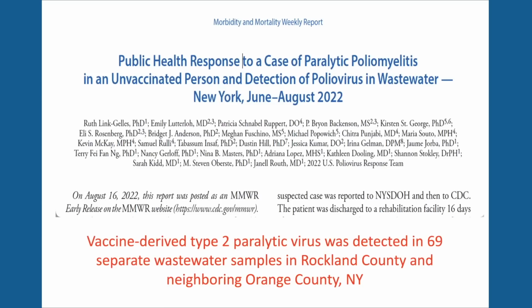And indeed, in this publication in Morbidity and Mortality Weekly Report by the CDC, vaccine-derived type 2 paralytic polio virus was detected in 69 separate wastewater samples in Rockland County and in neighboring Orange County, New York.